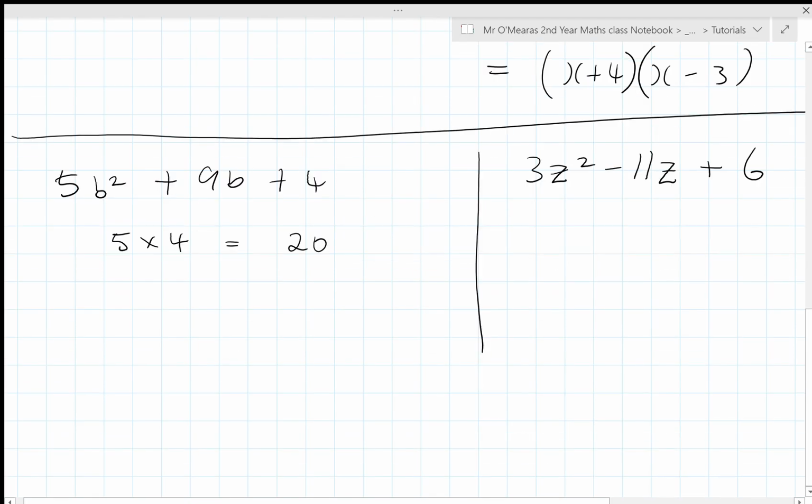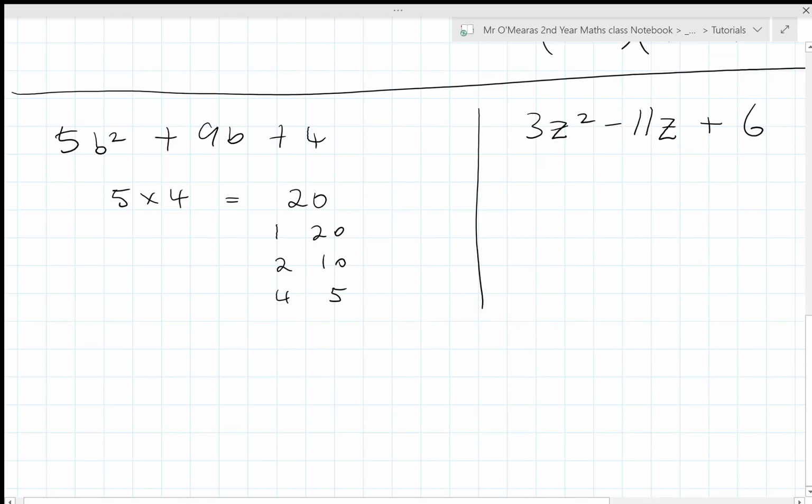We get our answer 20. And then we basically write out the list of factor pairs of 20. What we're trying to do is find a pair of factors that add up to 9. So we have 1 and 20, 2 and 10, 4 and 5. Now we can see which ones add up to, and again, where does 9 come from? The 9 is the coefficient of the middle term.